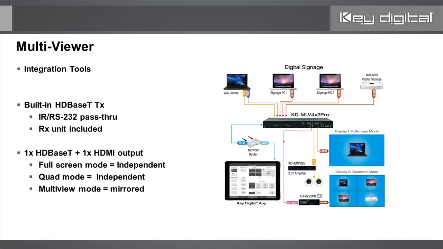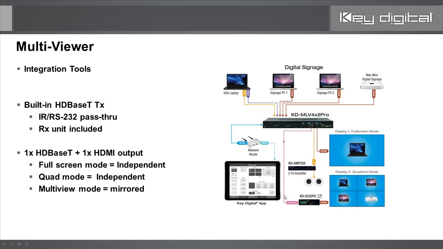3 modes. Mode 1, full screen mode, as we see here in the example on display 1. Mode 2, quadrant mode, which is 4 equally sized quadrants. And you could have output 1 and 2 doing full and quadrant mode totally independent of each other.